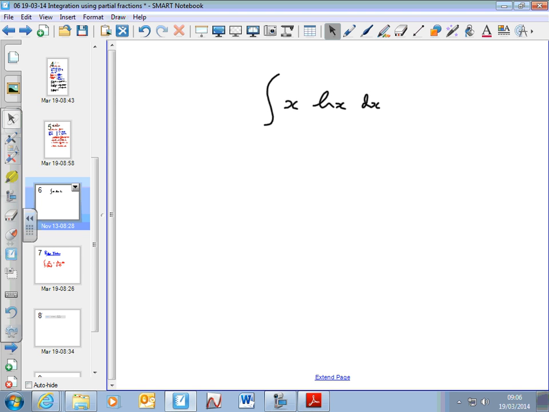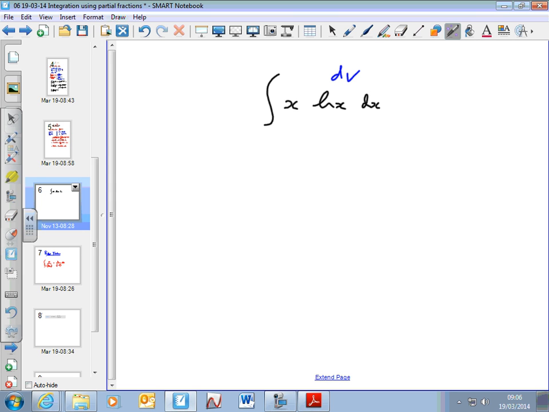appears twice. I've got two functions, x on its own and log x. And up till now I've been thinking the bit I'm going to call u, I'd like that when I differentiate it to disappear. And if I differentiate x, I get 1. So I will be very tempted to let u equal x. So therefore dv will have to equal log x.